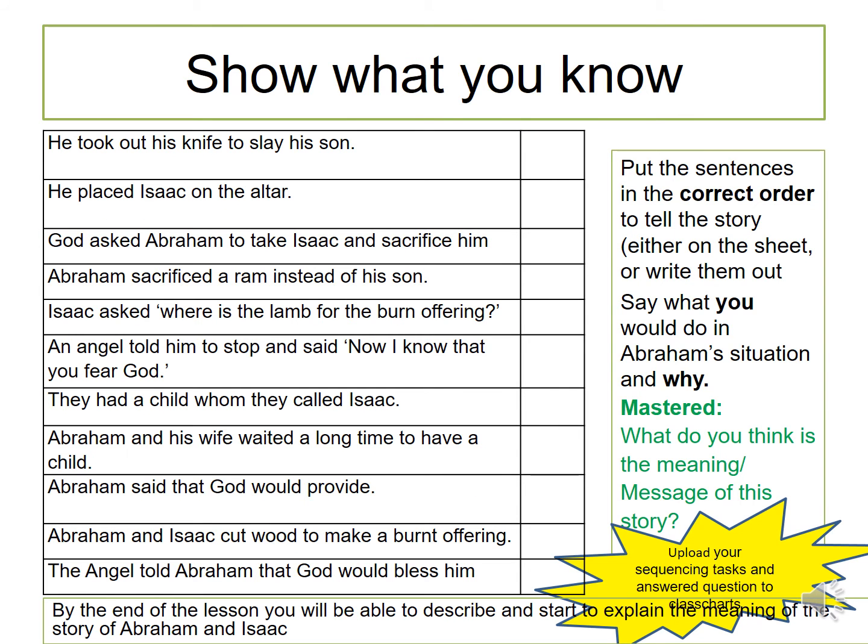Now that you've watched the video and read the information sheet, you should be able to describe and also start to explain the meaning of the story of Abraham and Isaac. I'd like you to show your teacher what you know. So using the sheet provided, put the sentences in the correct order to tell the story. The first sentence is Abraham and his wife waited a long time to have a child.